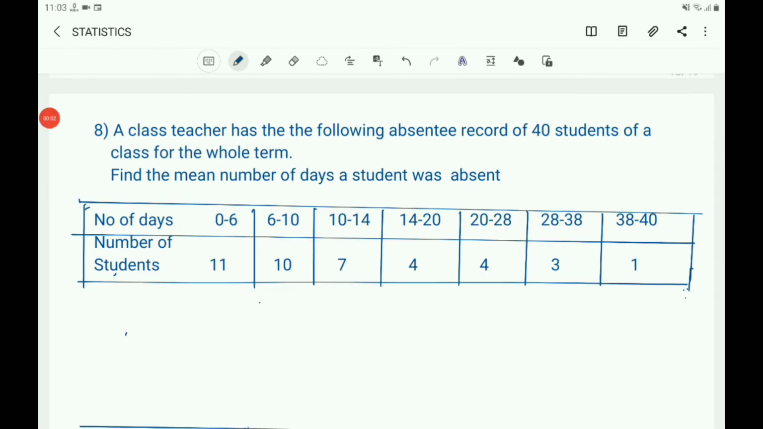Now the question number 8. A class teacher has the following absentee record of 40 students of a class for the whole term. Find the mean number of days a student was absent. Here the absentee records of 40 students are there. We have to find the mean number of days a student was absent.